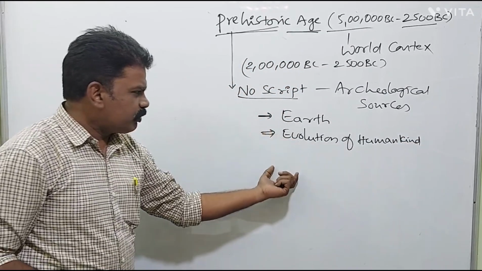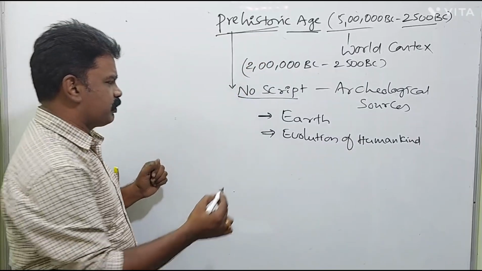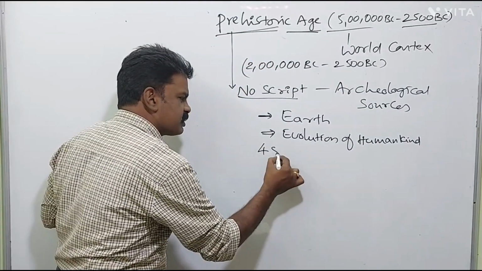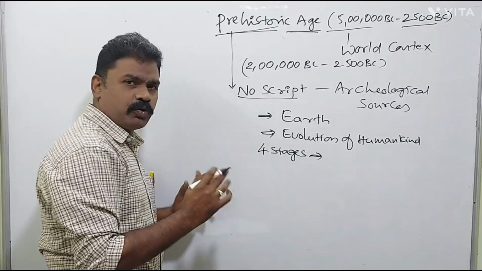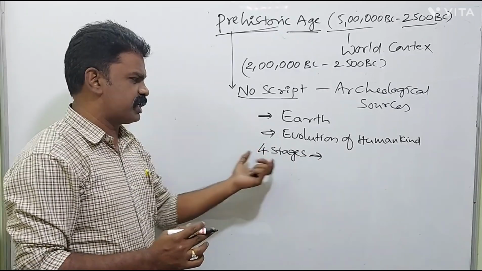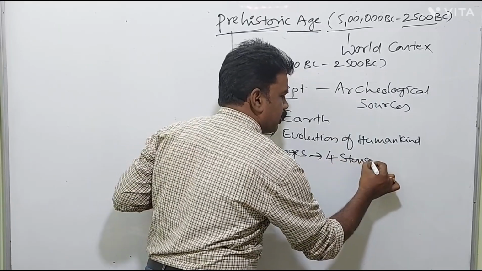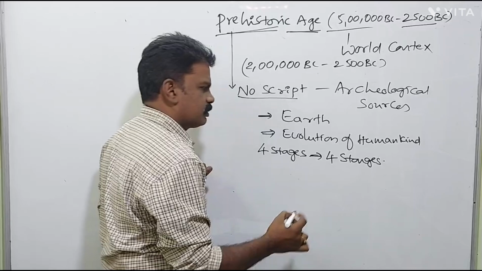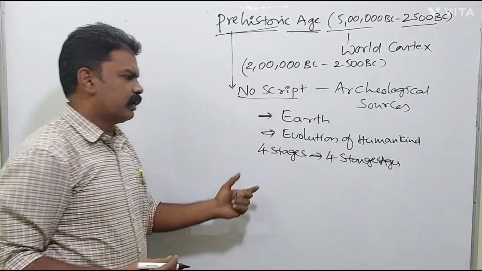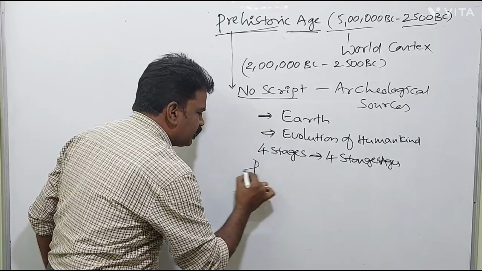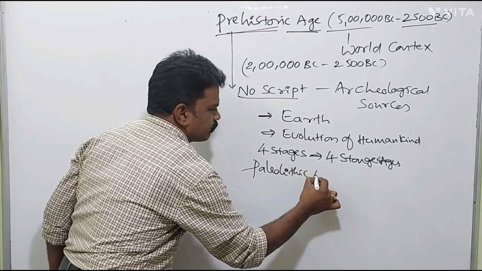After the evolution of humankind, coming to the prehistoric age, it has been divided into 4 stages. These 4 stages are called the 4 stone ages. These 4 stone ages were: first, the Paleolithic age.